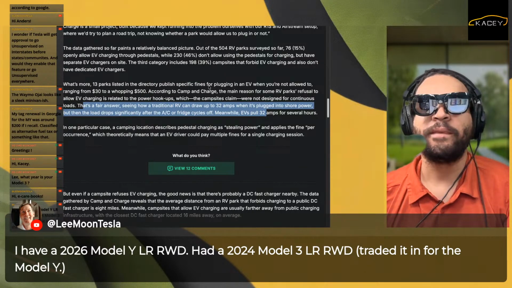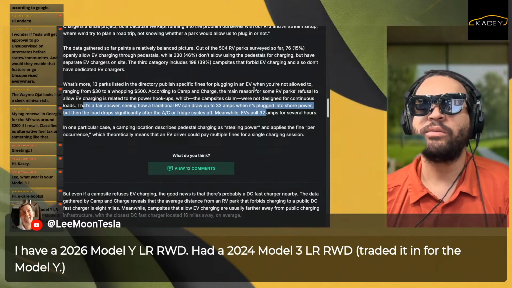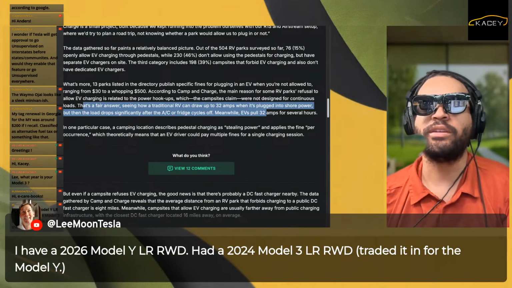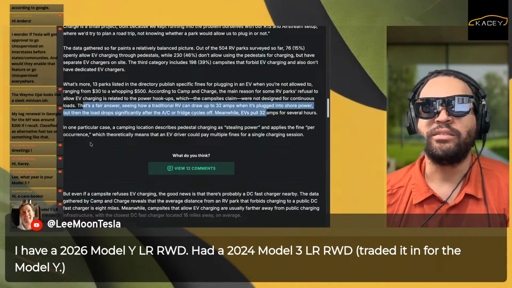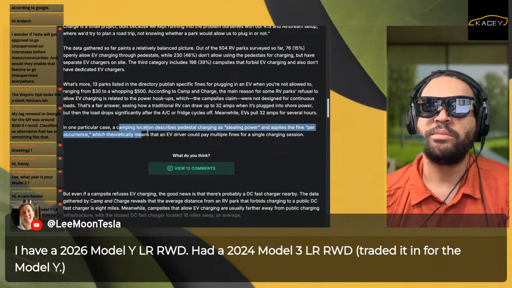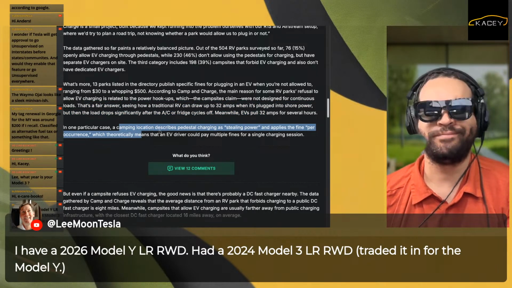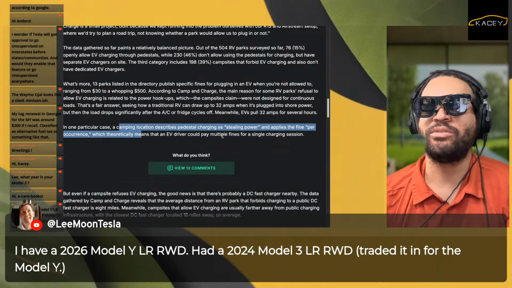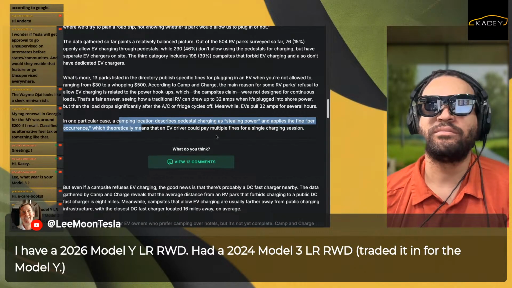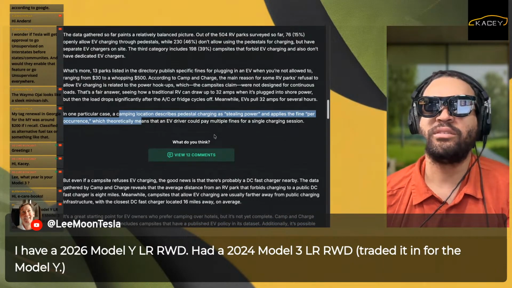Whoa, don't go home. There's a fair answer seeing how traditional RVs can draw up to 32. Oh yeah, I said that's true for some of them, but not all of them. In this particular case, the camping location describes pedestal charging as stealing power. Are you serious? And applies a fine per occurrence, which theoretically means that an EV driver could pay multiple fines for a single charging session. How is that possible? Per occurrence. So if you just don't unplug it, that's one, not multiple.